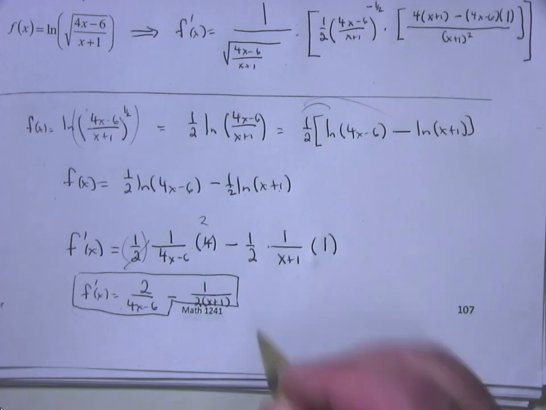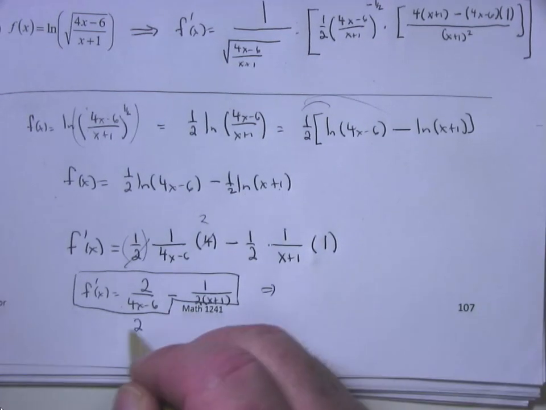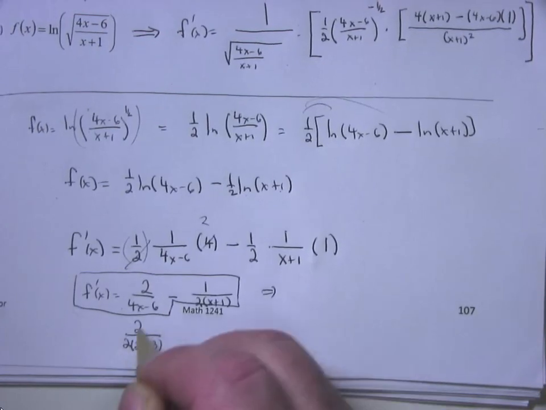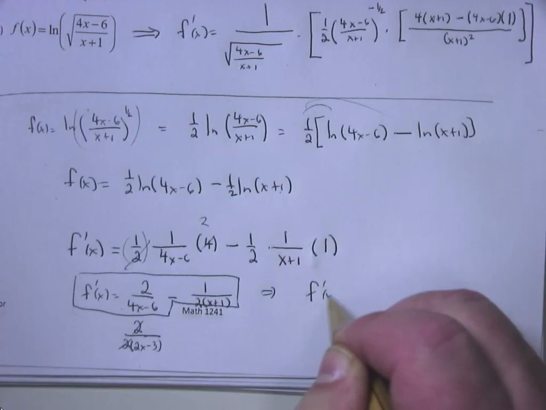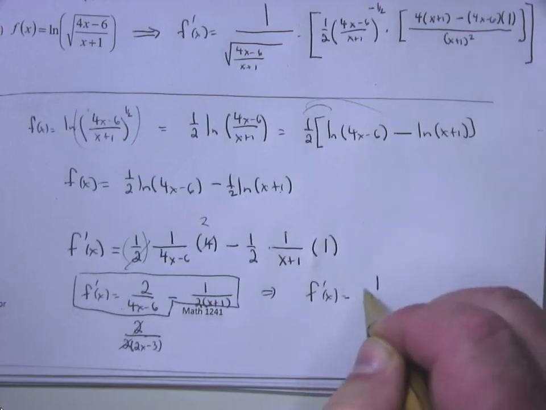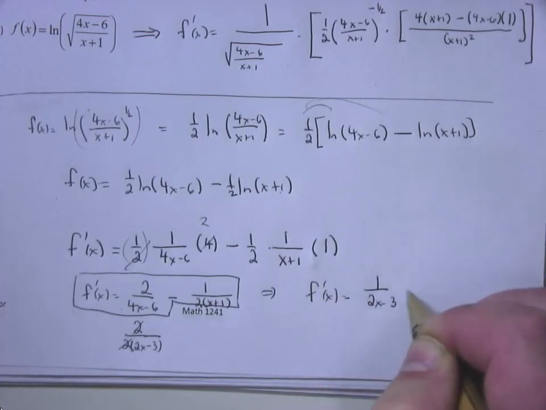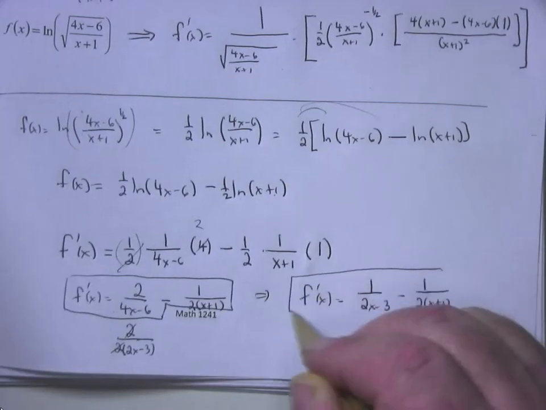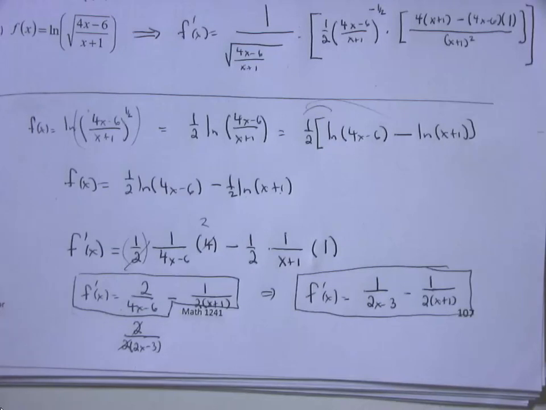Again, if I want that back of the book look, I could factor out a 2 out of the denominator here, and it gives me 2 times (2x minus 3). That would have canceled. So I would have been left with f prime of x is equal to 1 over 2x minus 3 minus 1 over 2 times (x plus 1). This is the utmost cleaned up back of the book look to this thing.